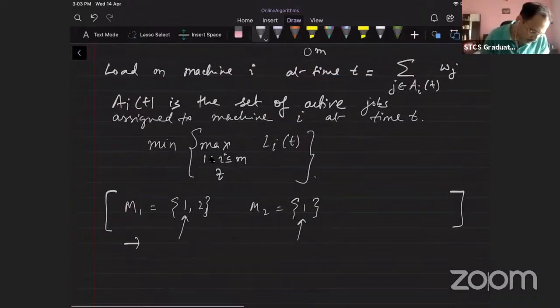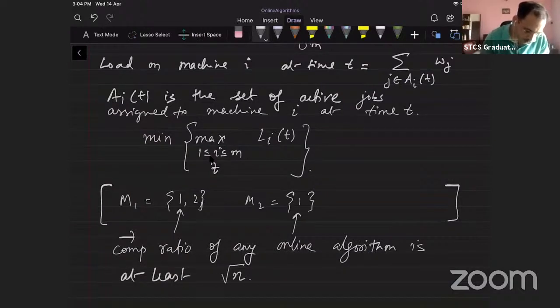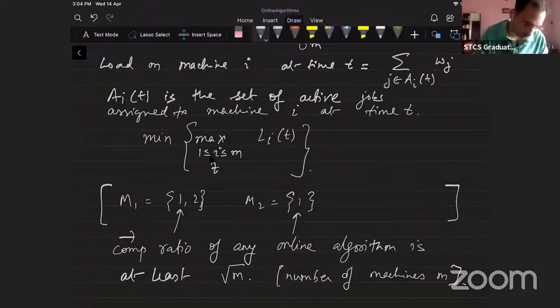So what you can actually show is that the competitive ratio of any algorithm is at least square root m, where m is the number of servers. So it can be as bad as square root m. It's not a trivial thing to get to square root m, but at least you should be able to show that it is not a constant. That is not that difficult.